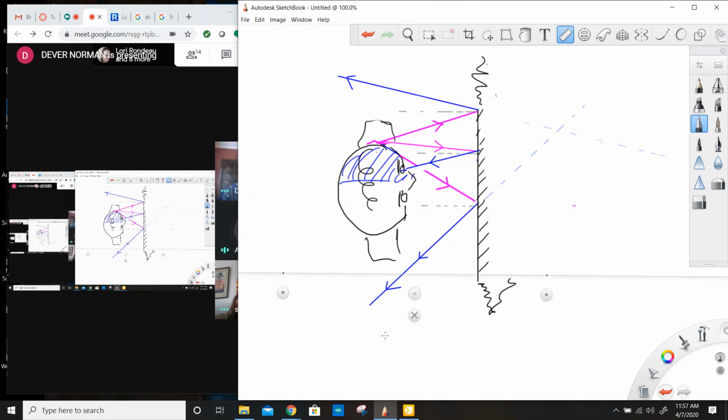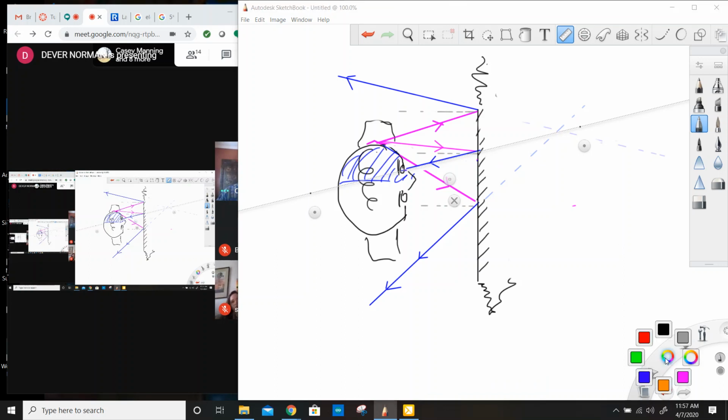Well, if we trace this one back, then we actually get the idea. It's a little bit off, but you'd have to do this perfectly in order to get a perfect result. I'm just estimating here, so bear with me. Let's trace this one back, and where do you think it's going to go?